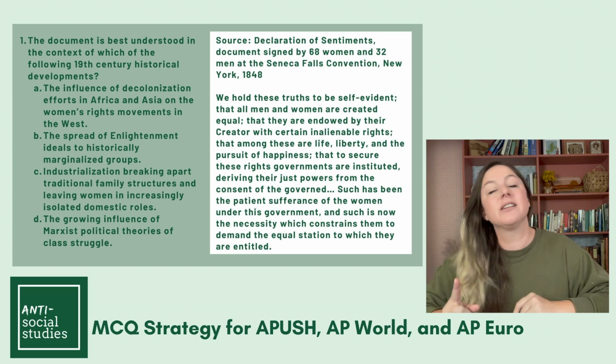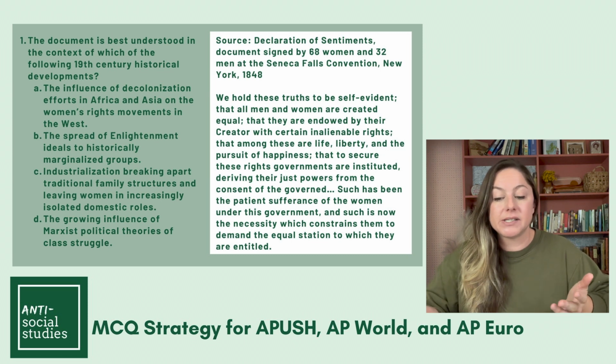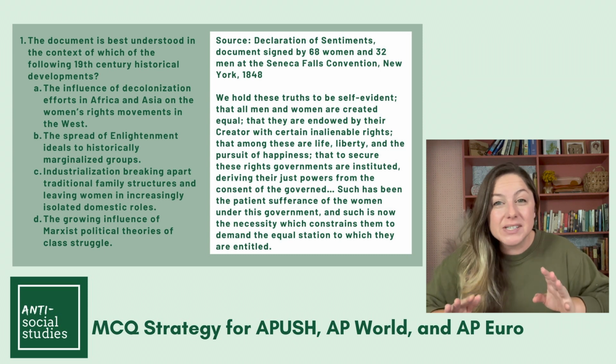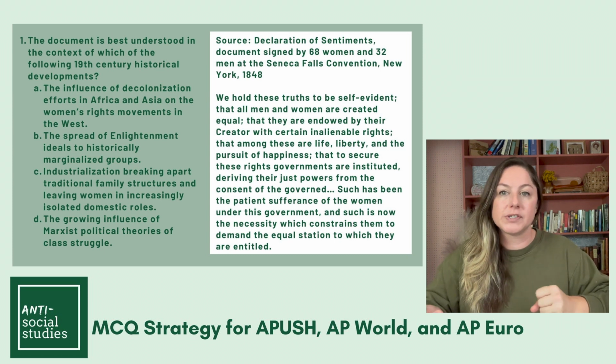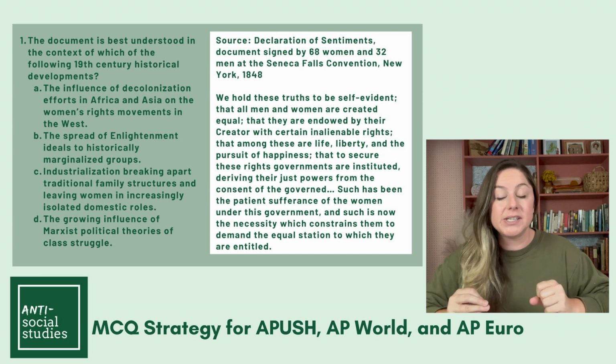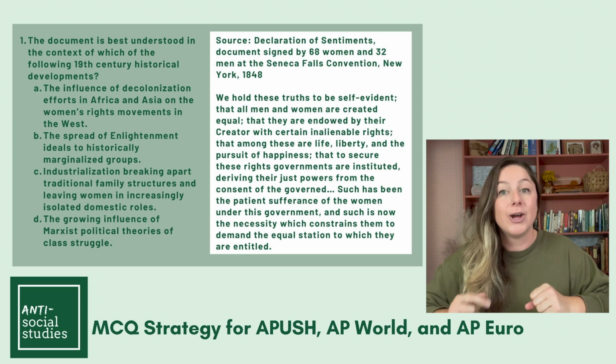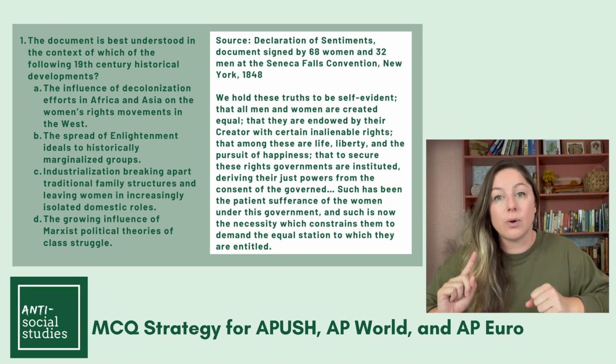So first, let's just skim the question we're going to have to answer. It's asking us, this document is best understood in the context of which of the following historical developments? The good news is, if we skim that question first, then we do not actually need to dive too deep into the document yet. We just need to get an idea of what the document is generally to be able to answer this first question. So we're going to read our source information word for word.